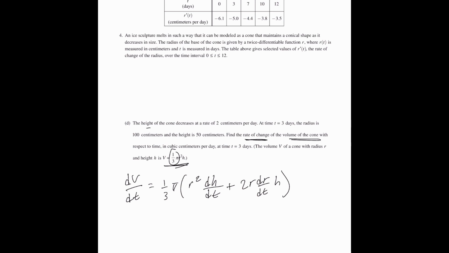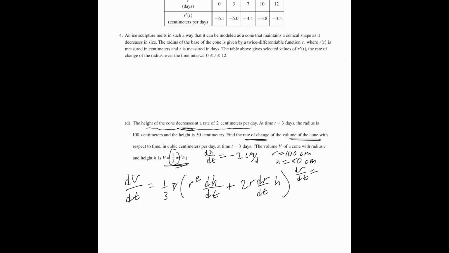So the first value they give us is that the height of the cone decreases at a rate of 2 centimeters per day. So that's going to mean our change in height with respect to time is equal to, well, this is decreasing, so make sure you do negative 2 centimeters per day. And then they're giving us r equals 100 centimeters and h equals 50 centimeters. Okay, so here's where the table comes in when we're finding our change in radius with respect to time. Oops, I just wrote dr over dt.